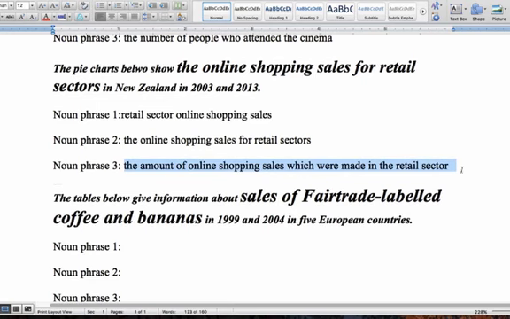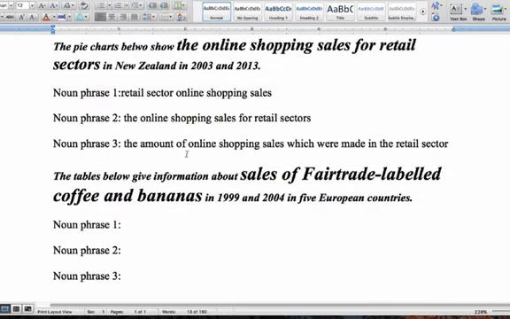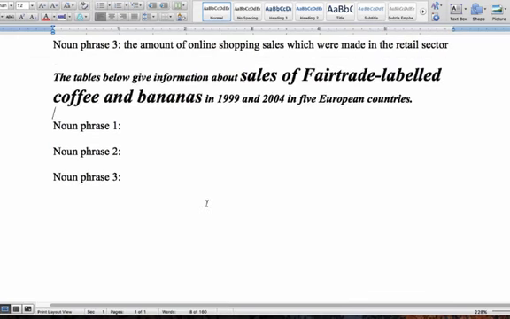So this is a good example of how this system doesn't always work. You've got to think about it a bit. Be careful. But with practice you will get it. Alright, let's do the last one. Again, that was noun phrase 2.